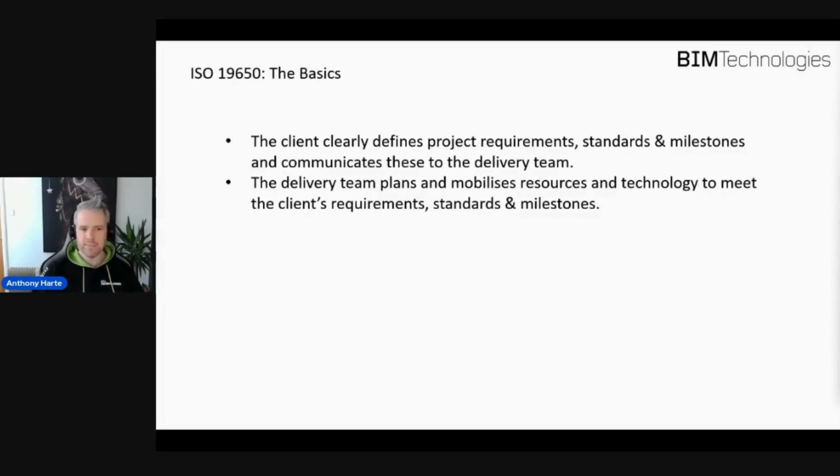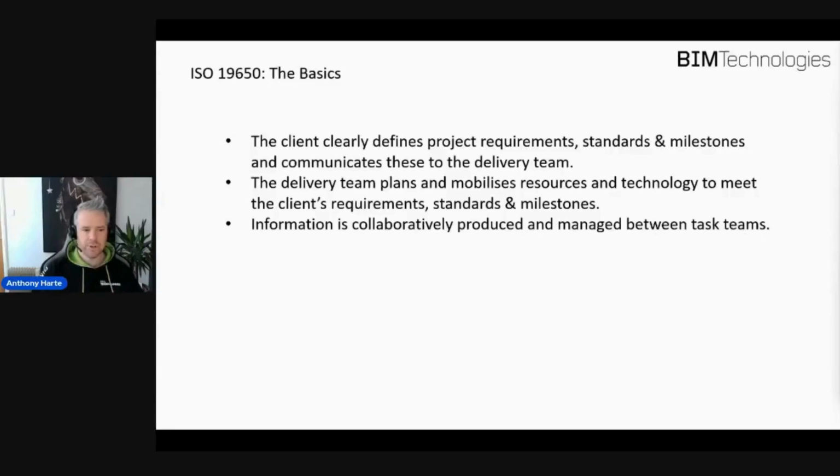The delivery team's plans and mobilisation resources and technology to meet those client requirements. And this is a key one here in terms of resource. So in order to meet certain requirements, the resource could include shared libraries of information that you must use. So we have various clients with BIM Tech that have their own internal libraries. And if you think of retailers, any of the large retailers and housing developers, they have a standard set of components or 3D objects that should be used to make sure that every building, whether that's a high-rise residential or a retail unit, all looks the same. So it's about sharing those resources with the team that's going to be delivering the project.